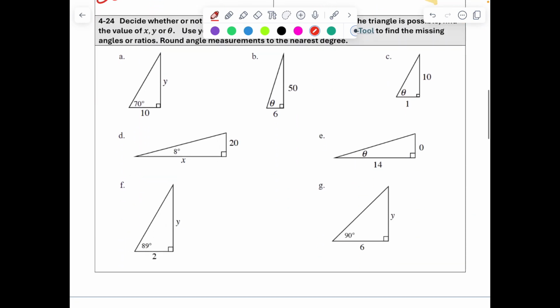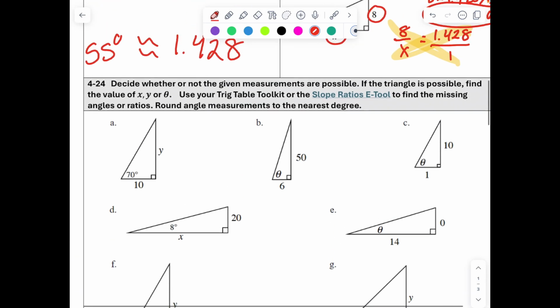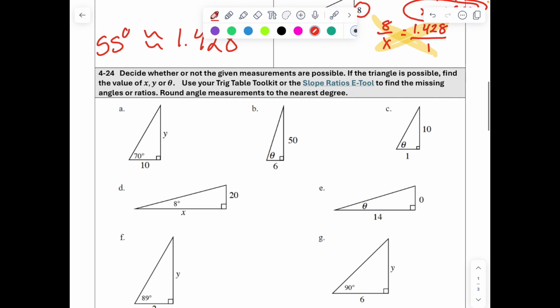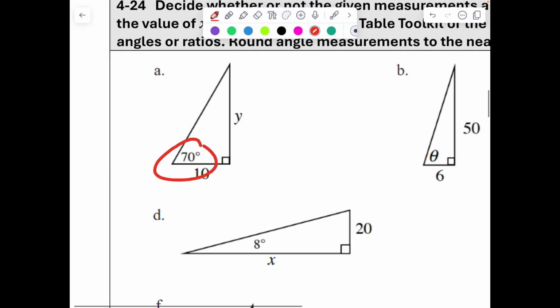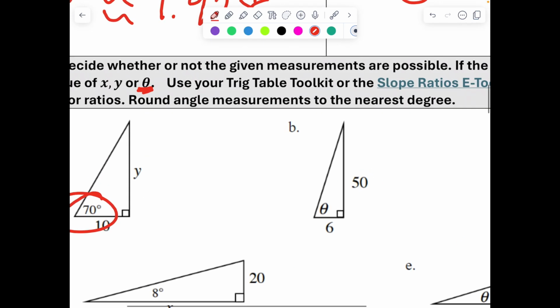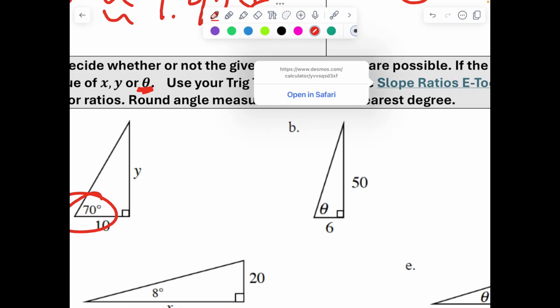So with these problems here, we are going to decide, first of all, whether the given measurements are possible, and if it is, finding the value of x, y, or theta. That would be like the missing angle. We're going to use our trig table toolkit or the slope ratios e-tool, because some of these are not going to be on our toolkit. For instance, 70, we don't currently have that on our toolkit. So what we're going to do is we can go to the slope ratios e-tool.